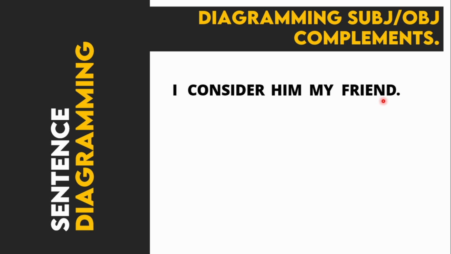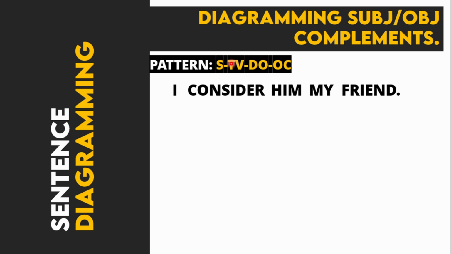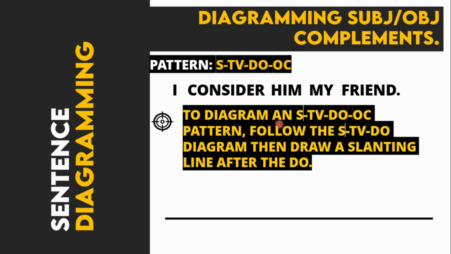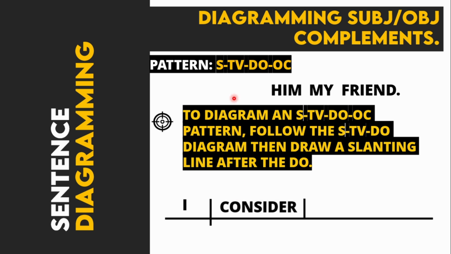Okay, so it is very much apparent that this is STVDOOC right now. So how do we diagram the STVDOOC pattern? Of course, you need to follow once again the horizontal line, the vertical line between the subject and the predicate, and follow how you diagram the STVDO pattern.